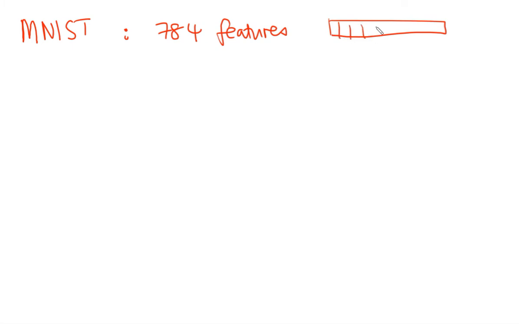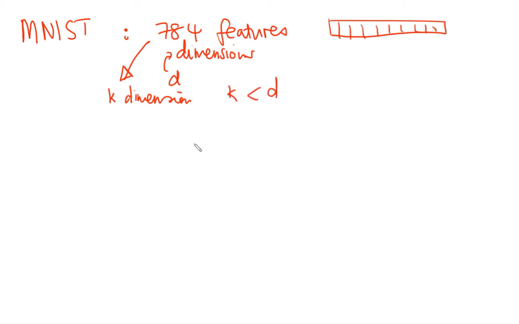Our MNIST dataset, we have 784 features, right? They are features. When we stretch out an array, they become sort of like features, right? So we have 784 features, or 784 dimensions per image. So we can call them, let's just say, D dimensions. They are D dimensions, right? With PCA, we want to project these 784 into a smaller subspace with K dimensions, right? Where K is less than D.